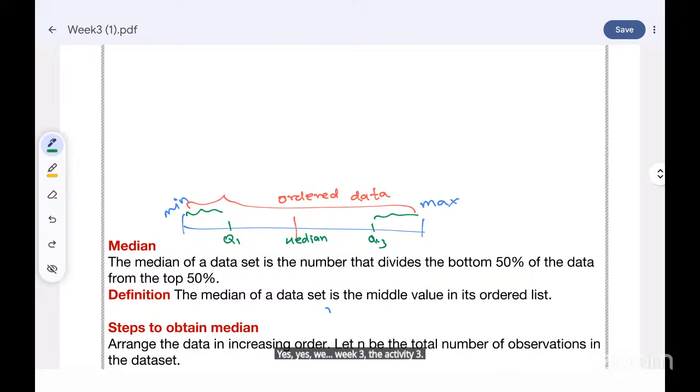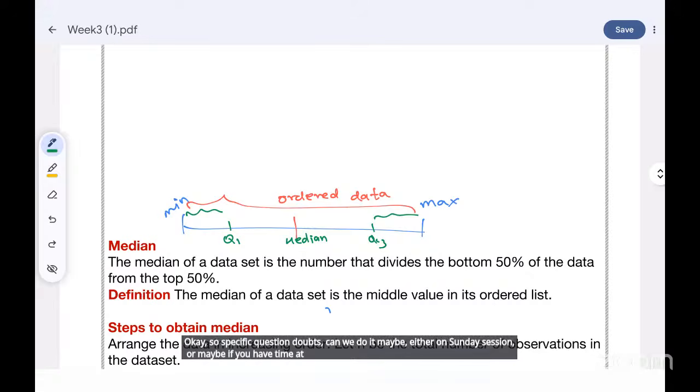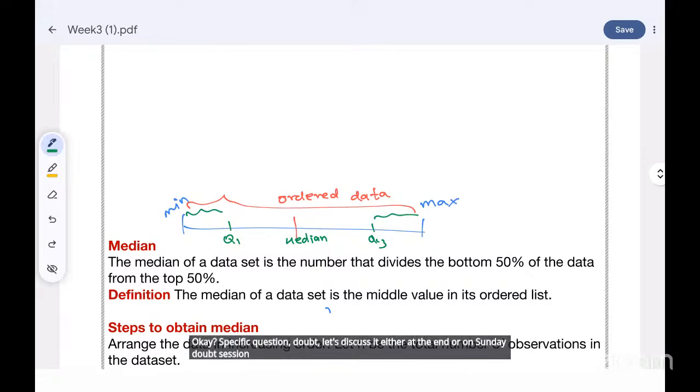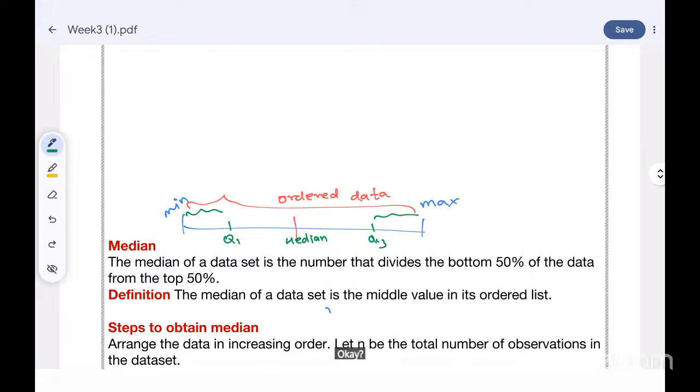Okay, 3.3. Specific question doubts, can we do it maybe either on the Sunday session or, if you have time, at the end of the session, because we will not be able to complete the contents of this week otherwise. Okay, let's discuss specific doubts either at the end or in the Sunday doubt session.